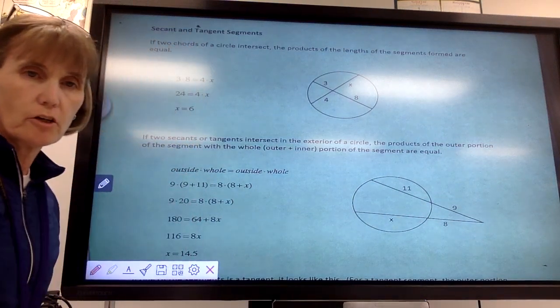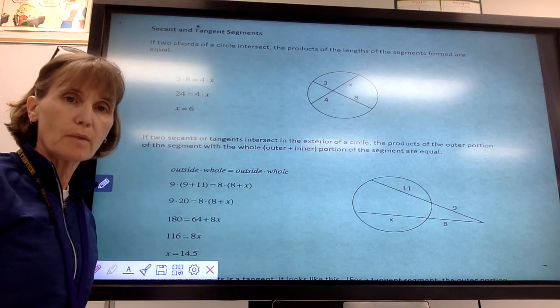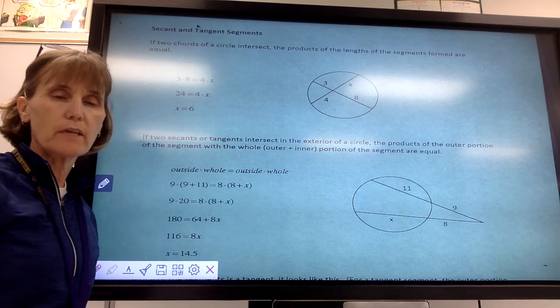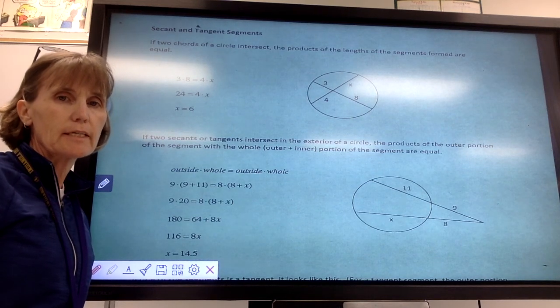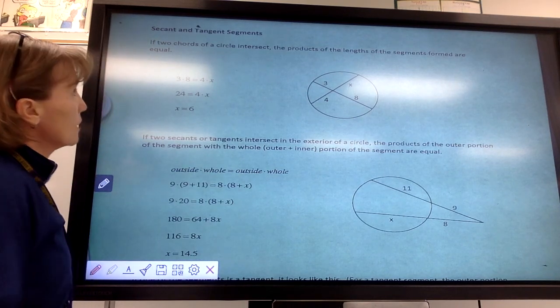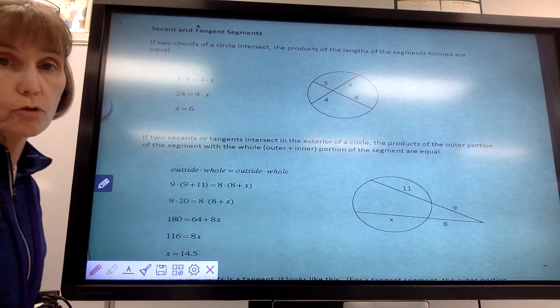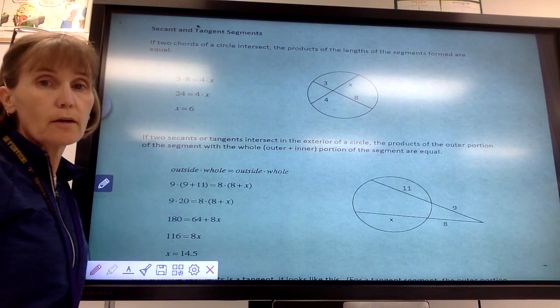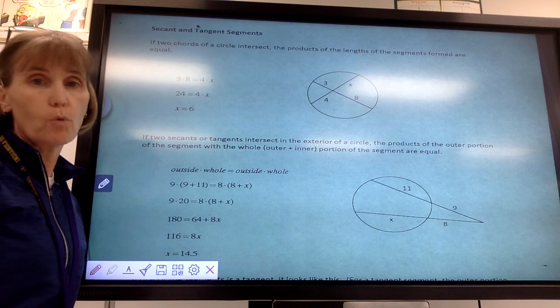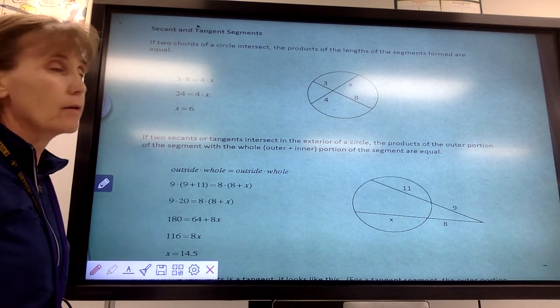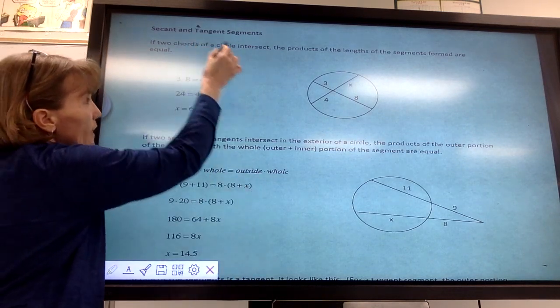All right, the last section of topic 10. This is the second part of 10.5, and it's called secant and tangent segments. It says that if two chords of a circle intersect, the products of the lengths of their segments formed are equal. First of all, it's called secant and tangent segments.